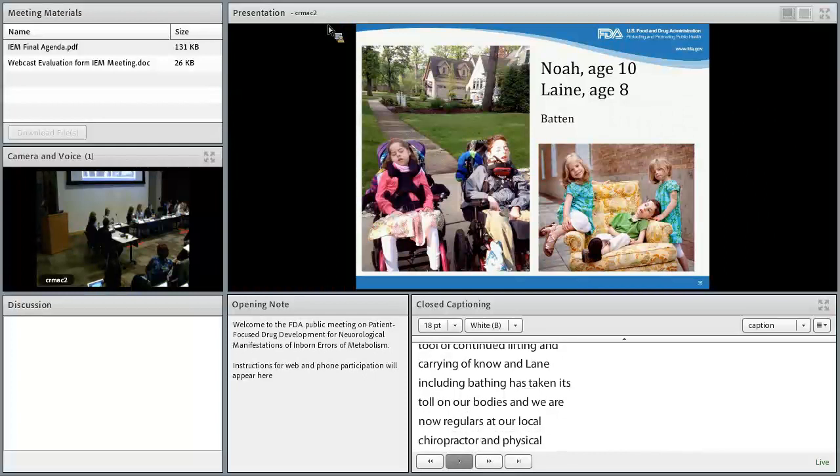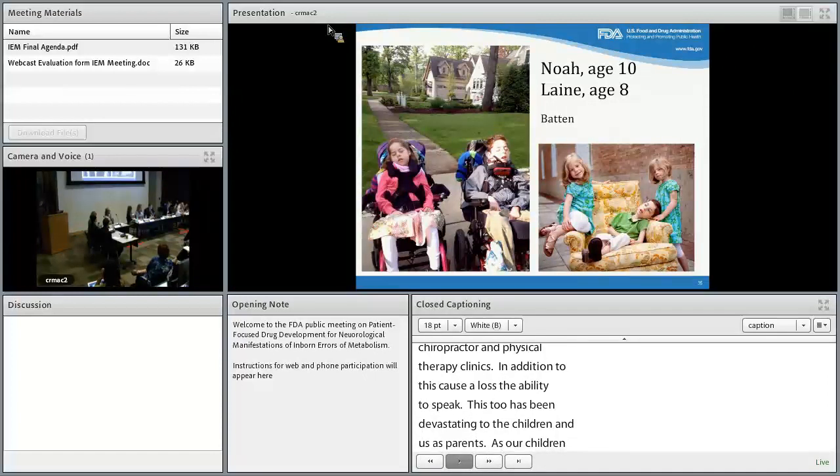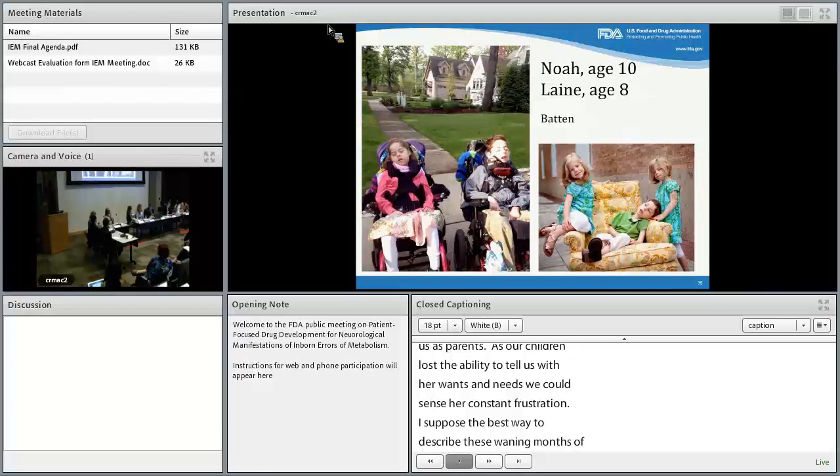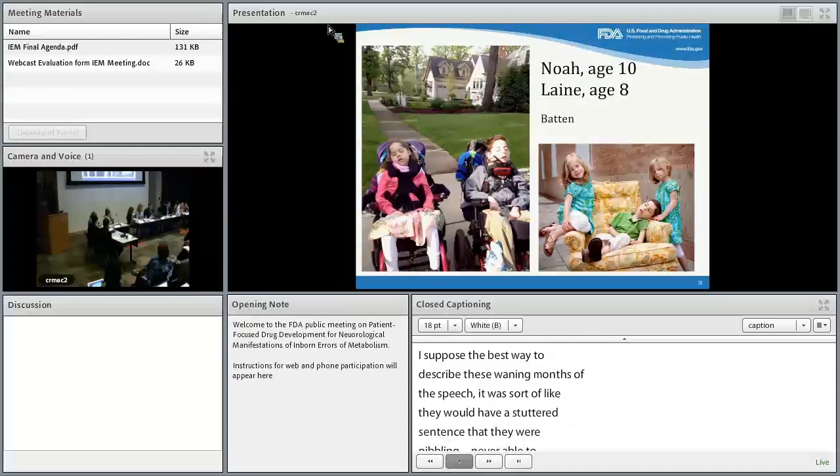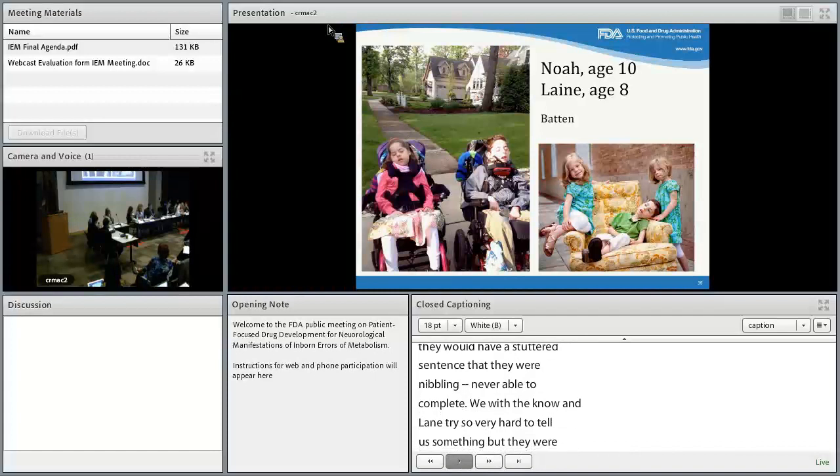In addition to this, they lost the ability to speak. This too has been devastating to the children and us as parents. As our children lost the ability to tell us their wants and needs, we could sense their constant frustration. I suppose the best way to describe these waning months of their speech, it was sort of like they would have a stuttered sentence that they were never able to complete. We would see Noah and Lane try so very hard to tell us something, but they were never able to fully communicate with us. The countless hours of speech therapy perhaps only extended their abilities a few months.